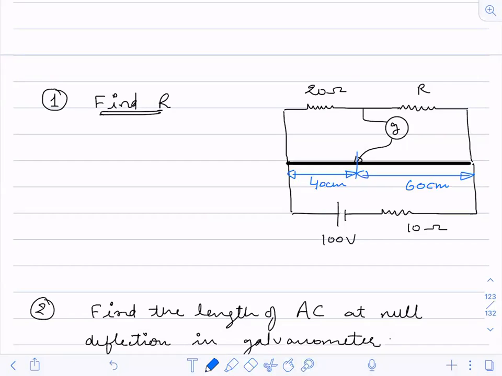So just see, we have a resistance of 20 ohm that is known to us, that will be taken from the box. Then we have an unknown resistance R. Then we have 40 centimeter of length and then 60 centimeter. We have external resistor 10 ohm that is not required here, and then we have an EMF 100. Now you have to find out R. So just think a little bit about this, then I'm going to solve this.